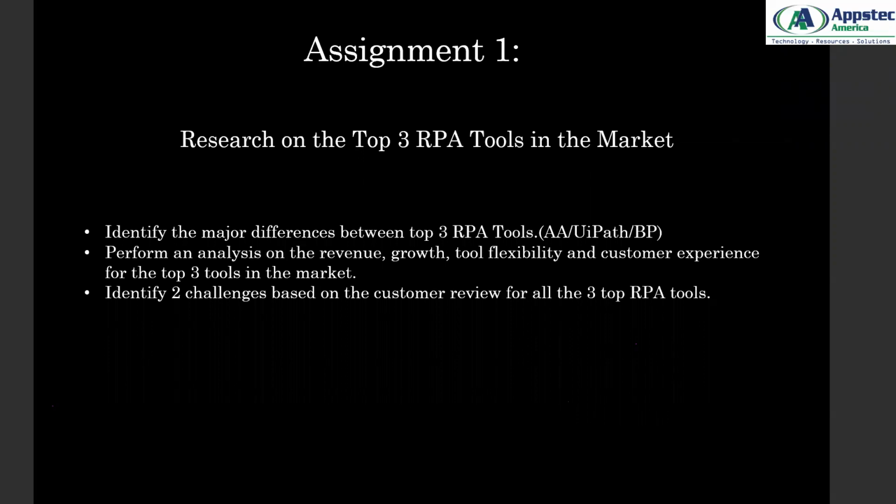And trust me, these are like Google results you will have. All you need to do is take out those points, create a document, and put down your point of view after analyzing Google's reviews. Second task, perform an analysis on the review, growth, tool flexibility, and customer experience for the top 3 tools in the market. That means you have to make an analysis on Automation Anywhere, UiPath, and Blue Prism. And there is a reason why I have given this task.